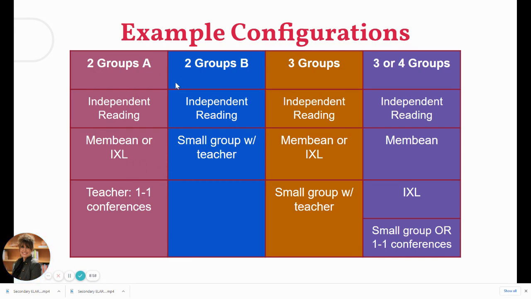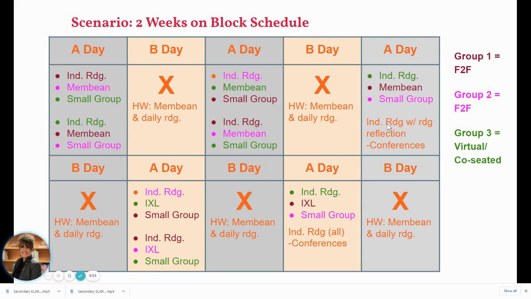But you might be, here's some situations, maybe two groups. This is a 3 group. This could be 3 or 4. What would it look like? Here's a sample in an A day, B day scenario. This was 3 groups. I did 2 face-to-face and 1 virtual.